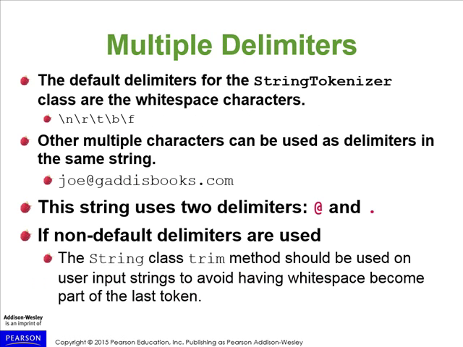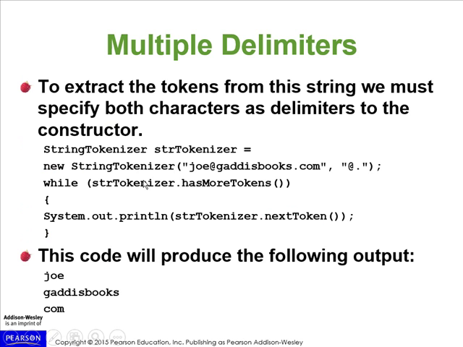Sometimes you have multiple delimiters. So for example, in this case right here, joe@gaddisbooks.com, you would want to say, well, I want to break this up into 3 things, either based off of an @ sign or off of a period. So there's 2 delimiters. As it says, to extract the tokens from this string, we must specify both characters in here. So there's the @ sign and there's the period. And you see how it breaks it up then into 3 tokens.